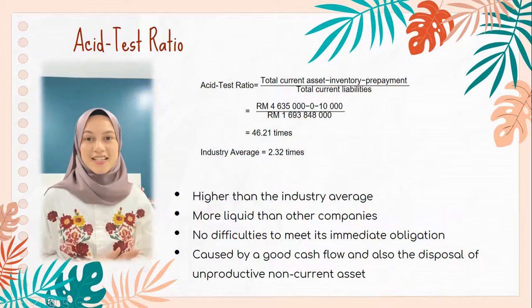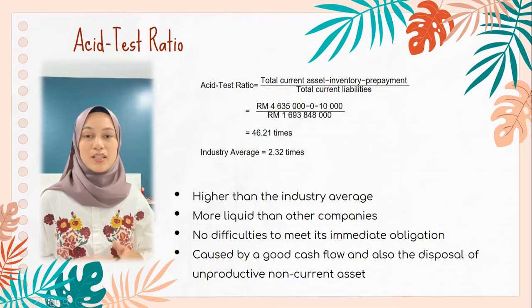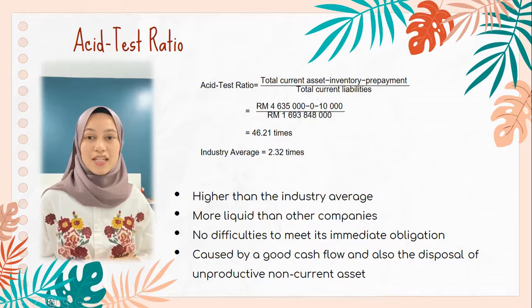The asset test ratio for Hapseng Plantations Holding Berhad is 46.21 times, whereas for the industry average is only 2.32 times. This has shown that Hapseng Plantations Holding Berhad is more liquid than other companies in the same industry. This is a very good sign for Hapseng Plantations Holding Berhad, as it will not be experiencing any difficulties to meet its immediate obligation. To support every ringgit of its current liabilities, the company will have 46 ringgit and 21 cents of its cash available.